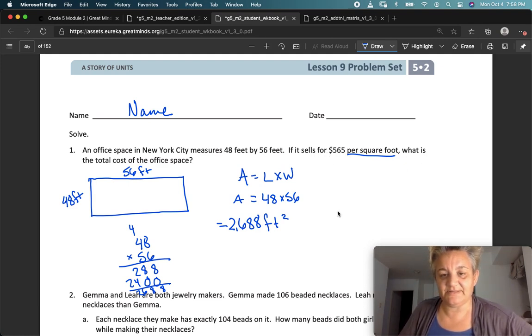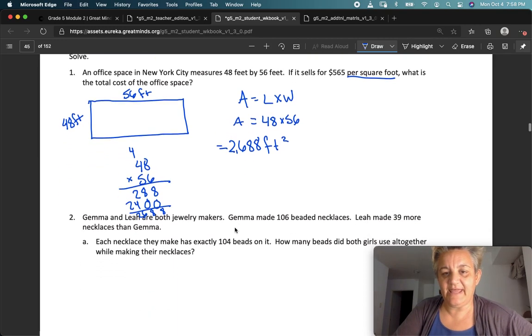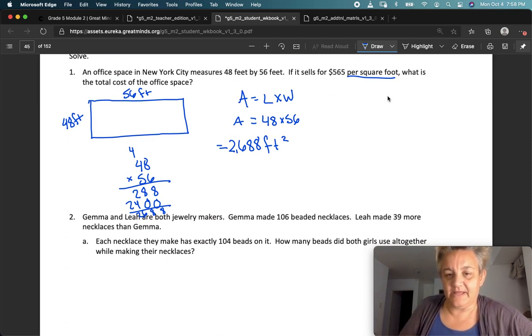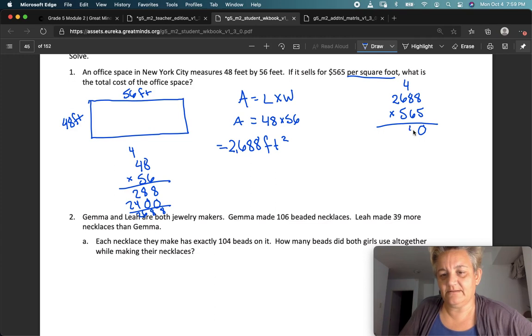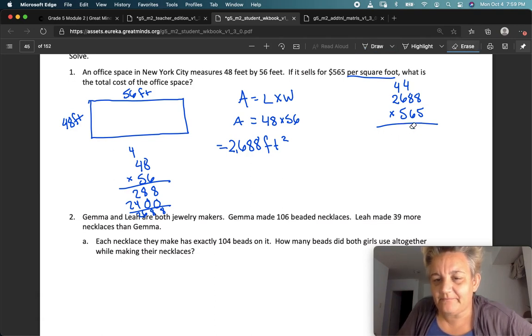Okay, now it sells for $565 per square foot. What is the total cost of the office space? So I'm going to have to multiply again the area, 2,688 times $565, and 5 times 8 is 40, carry the 4, 5 times 6 is 30, plus 4 is 34, wait a minute, I think I made a mistake, let me go back.